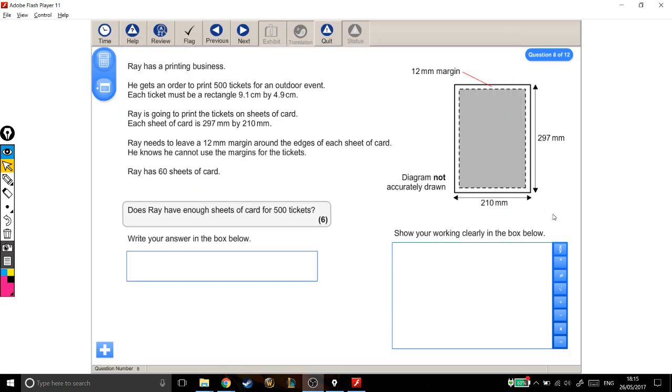Alright, here we have a bit of a beast of a level 2 functional skills exam question. I can see straight off that it's worth 6 marks, so there's going to be a lot of work that we need to do. Ray has a printing business.